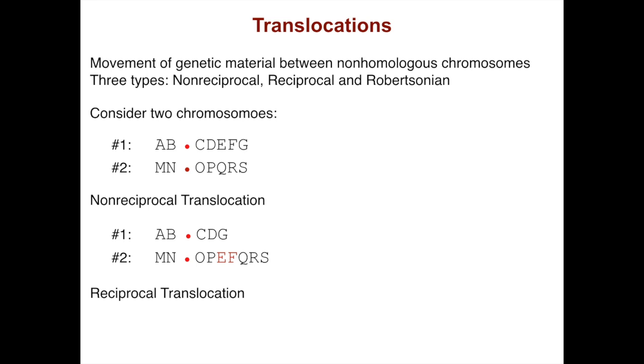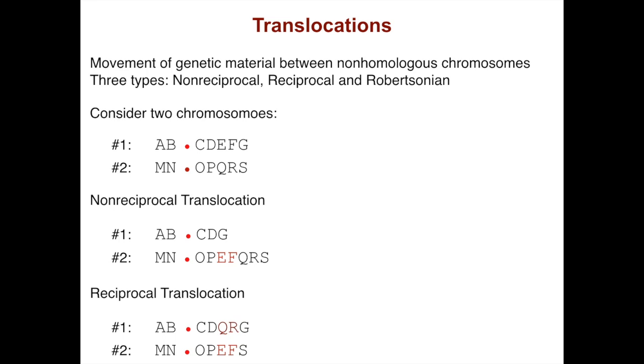In a reciprocal translocation, you get movement from chromosome 1 to chromosome 2 in a reciprocal fashion. So in chromosome 1, you exchange Q and R with E and F, but you still get the same total number of genes on either chromosome. So there's a reciprocal exchange between the 2 chromosomes in this form of interchromosomal rearrangement, this translocation.